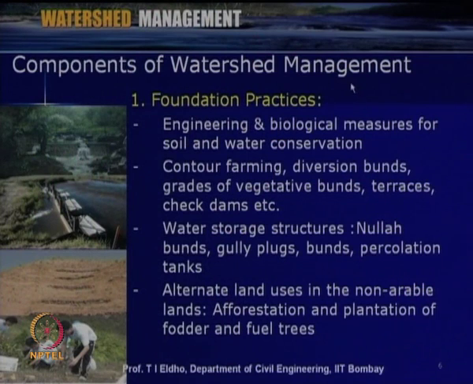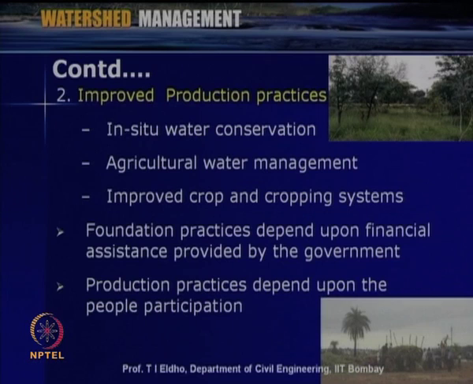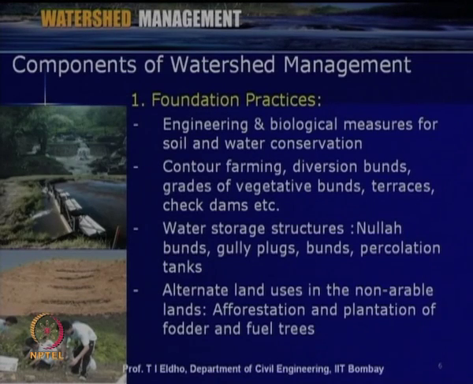So, now we have seen the various objectives of watershed management practices. Then in the next slide we will see the components of watershed management. There can be two important components as far as watershed practices are concerned. One is foundation practices and the second is improved production practices. Both come together in watershed management practices. The foundation practices include the various measures which we undertake to have better resource utilization and then optimal production of biomass and other aspects.